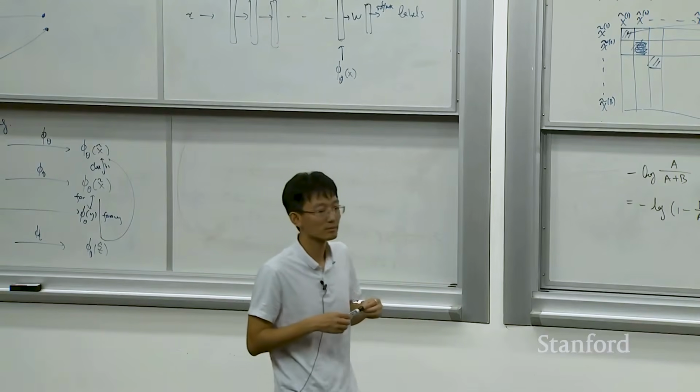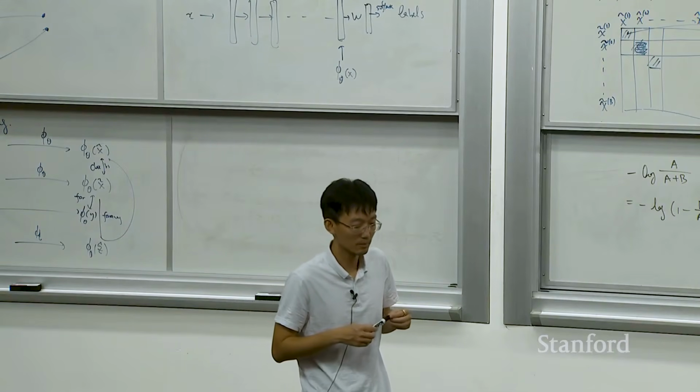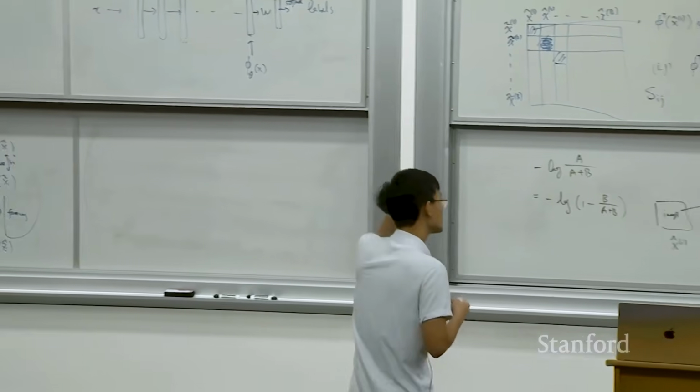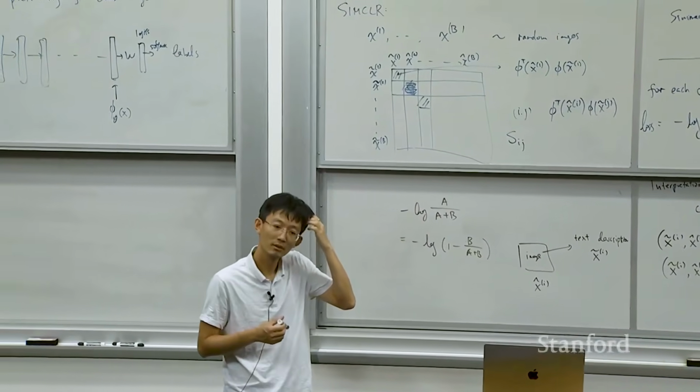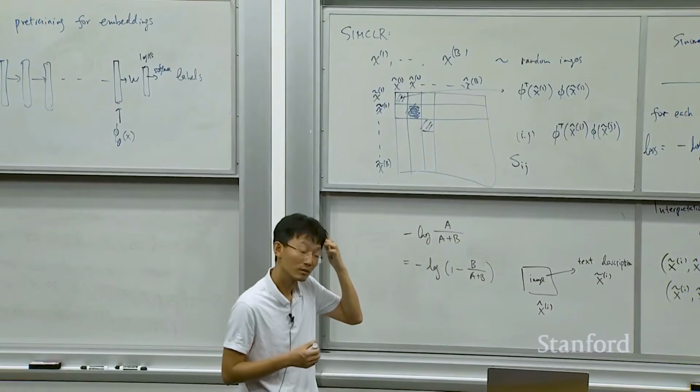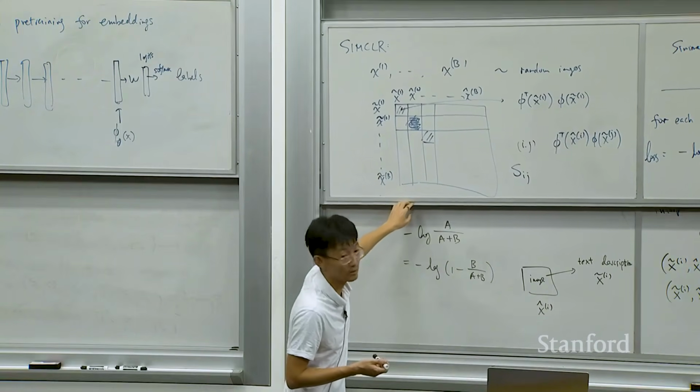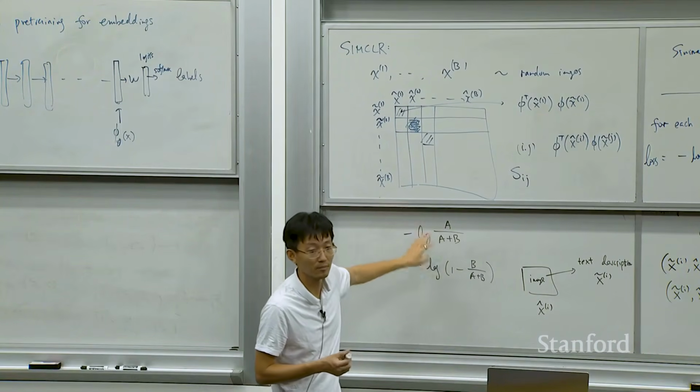Just out of curiosity, what's the computational complexity of going through and computing the loss for every single entry in the matrix? Yeah, so it's B squared, right? Okay, as long as it is B squared, yes, it's fine.